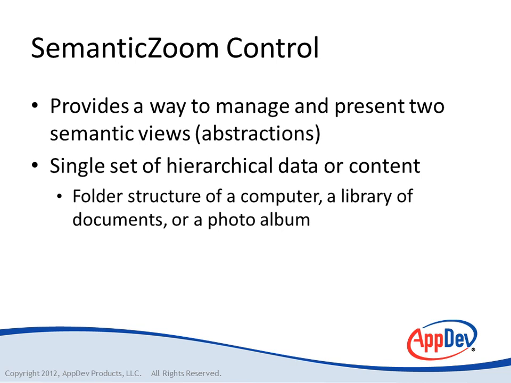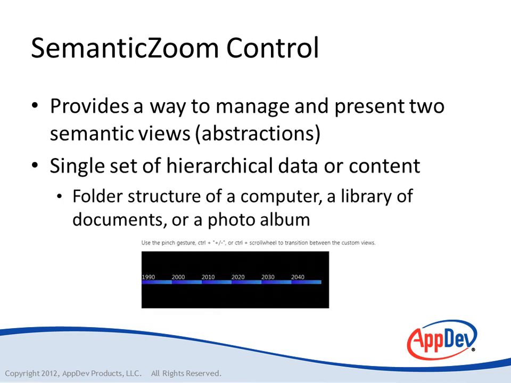This might be something like the folder structure of a computer, where at one level you see the names of the folders, at another level you drill down and see the contents of those folders. A library of documents, where you might group the documents by category or by first letter of the name, and then you can drill down and see the individual items within a given category or first letter of the name. Or a photo album, where you group items by date, and then you can drill in and see all the items for a specific date.